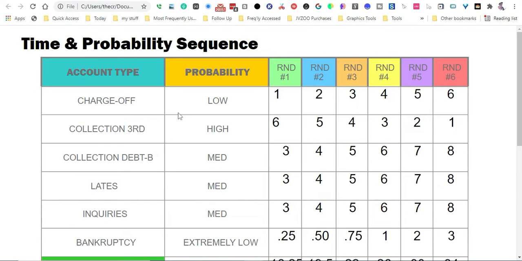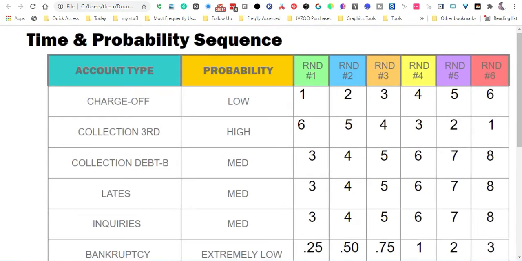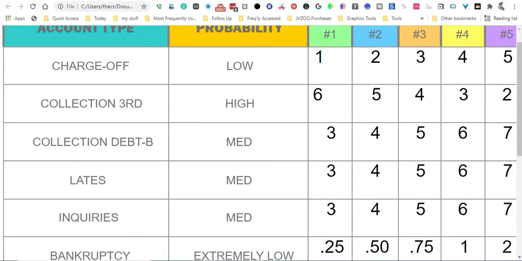I'm sure at some point in your credit repair process, you've wondered to yourself or even asked out loud, hey, how long does it take to remove this collection, this foreclosure, this charge off, this late payment? Well, today we're going over the time and probability sequence, and this is going to answer those questions. And not only is it going to answer those questions, but it's going to make it so that you can understand the process. And when you understand the process, you can appreciate it and leverage it to get your results.